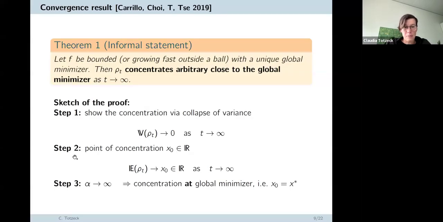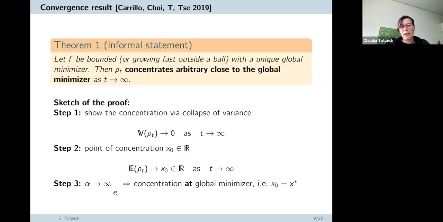So then in a second step, we show that this concentration point, the x naught, is still a real number as time goes to infinity. It could be that this point travels towards infinity for t to infinity, and this is of course not what we want. So we show in the second step that this concentration point is finite, that our mass does not travel to infinity. And in a third step, here comes now the Laplace principle into the game.